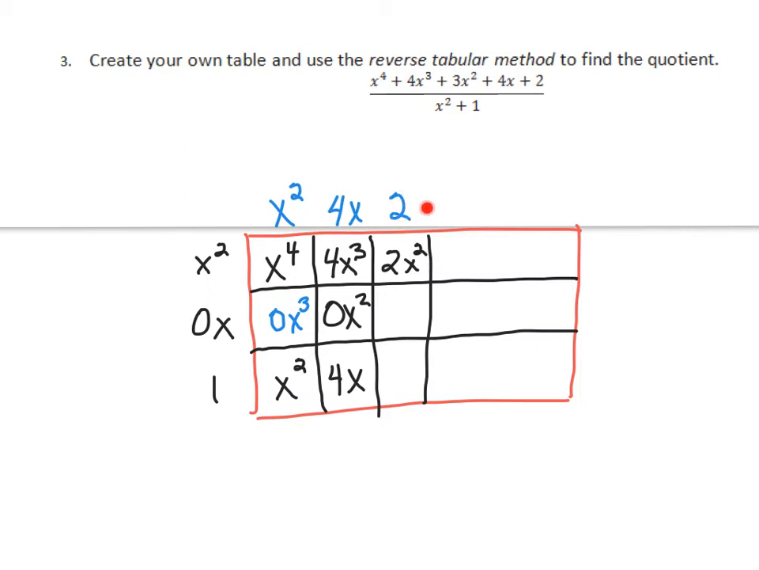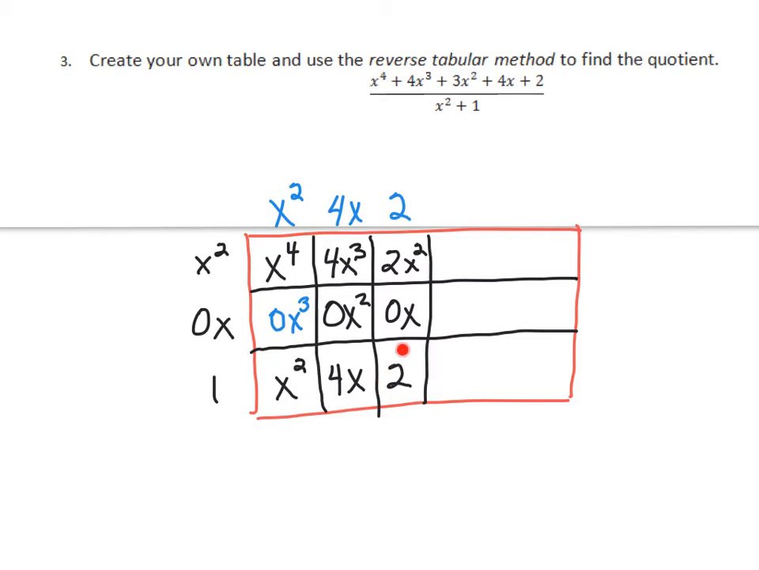Go ahead and multiply. 2 times x squared is 2x squared. 2 times 0x, that's just going to be 0x. And 2 times 1 gives me a 2. Now let's just check our next diagonal here.